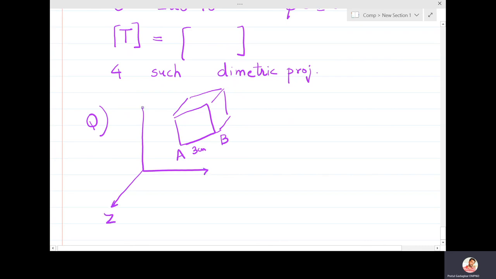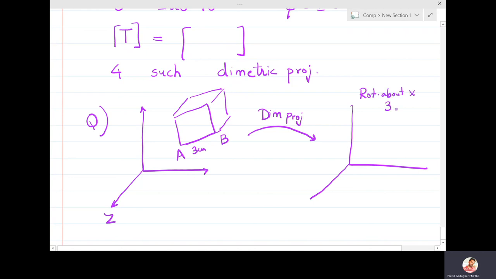So I'm talking about the foreshortening factor fz being given to us, and fx and fy are equal. And I'm applying a dimetric projection on this particular object. Now I will give you half of the information of the dimetric projection. What I will give you is that the rotation of the object, when I did this dimetric projection, about the x-axis was how much? It was 30 degrees. This is what I'm giving to you.